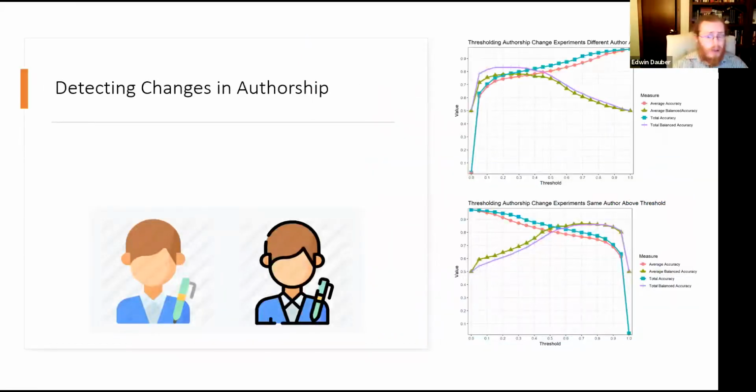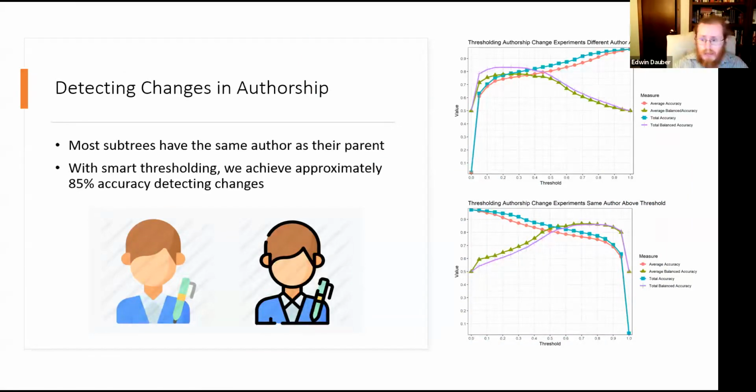So blocking, and therefore blocking adjustment, depend on being able to detect changes in authorship. Most subtrees have the same author as their parent. And these graphs, which are mirrors of each other, show us that we can achieve approximately 85% accuracy detecting changes in authorship with thresholding. Note, we could trivially get very high accuracy by saying it's always the same, but that doesn't actually tell us anything useful.